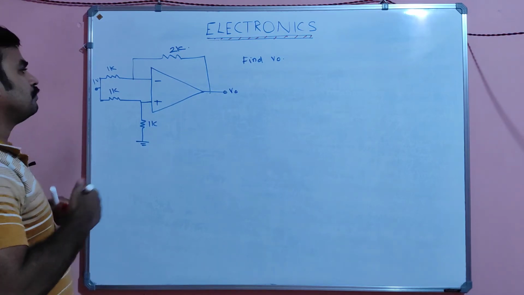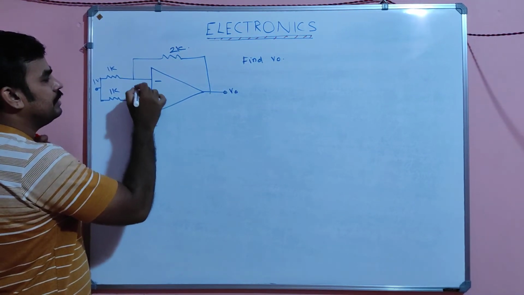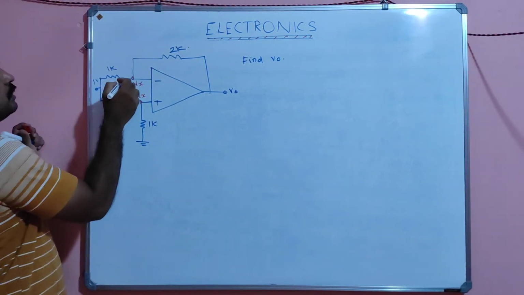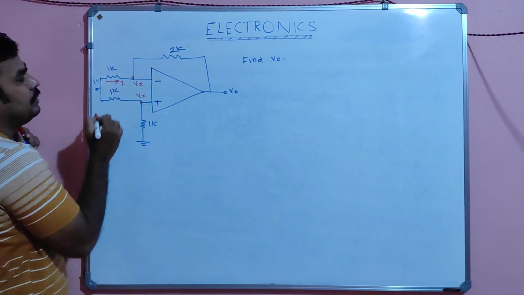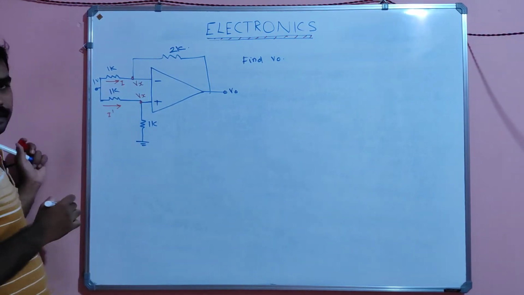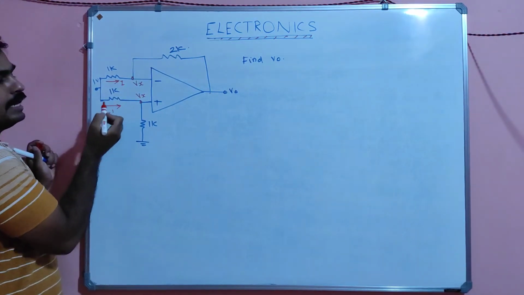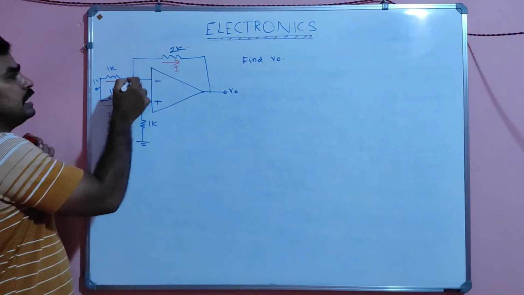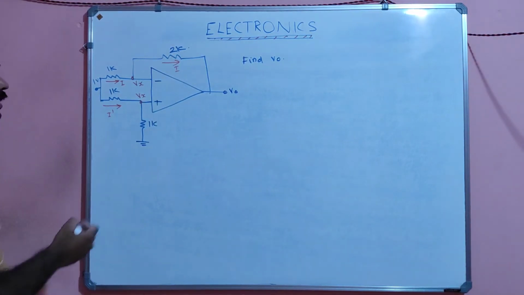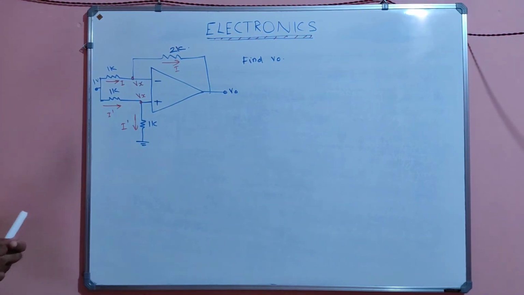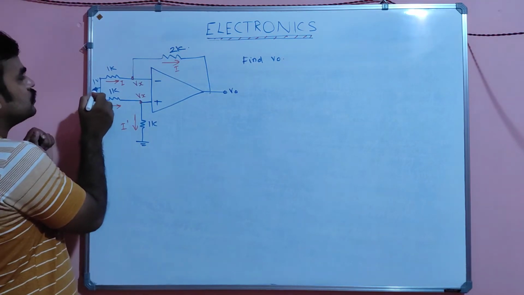By using the property of virtual ground, I am representing a voltage here as Vx, and the same voltage will be Vx here also. That is my first assumption. I am also assuming a current I is flowing here and another current I dash is flowing here. The same current I will be flowing here also, because of infinite impedance. And here also infinite impedance, so the same current I dash flows here. These are my assumptions. Okay, and I am applying KVL in this loop.